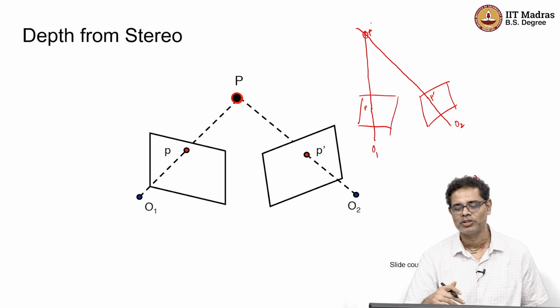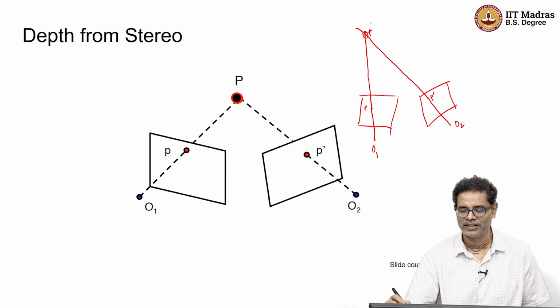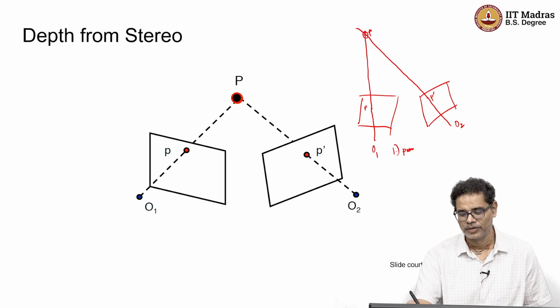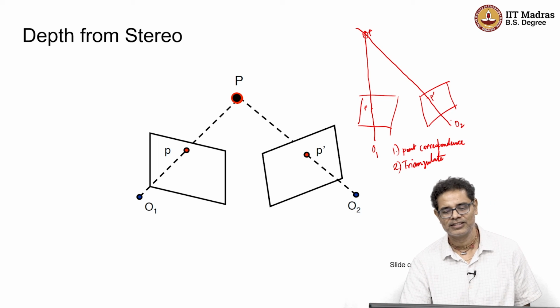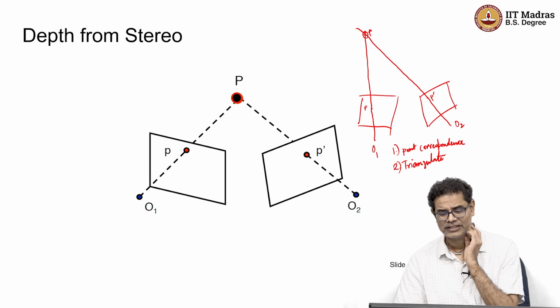So, basically this way of solving for depth is called triangulation. It requires two steps. One is finding the point correspondence, which means that for each point P, find the corresponding point P prime in the other image, and once we have that, then we can just triangulate. Triangulate means just draw these lines connecting O1 and P and the other line O2 and P and see where they intersect. That gives us the depth, or that gives us the 3D point.